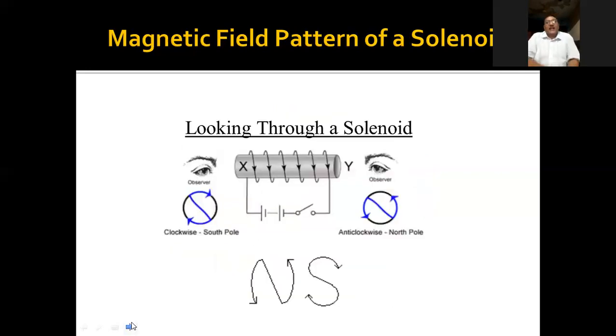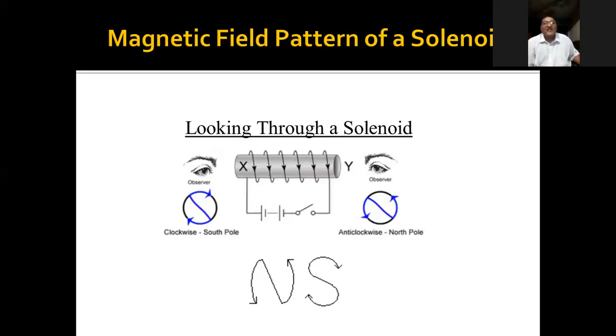Okay, there is another way of telling which end of the solenoid is the north pole and which end of the solenoid is the south pole. Try to understand what I am saying. If you bring one end of the solenoid in front of your eyes, and when you look at the solenoid from this side, you get the feeling that the current in the loops is flowing in the anti-clockwise manner. If you observe that the current is flowing in the anti-clockwise manner, that end will be... anti has an N in it, okay?